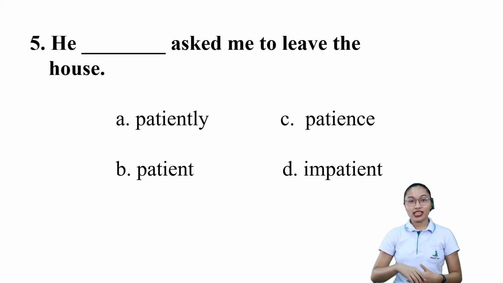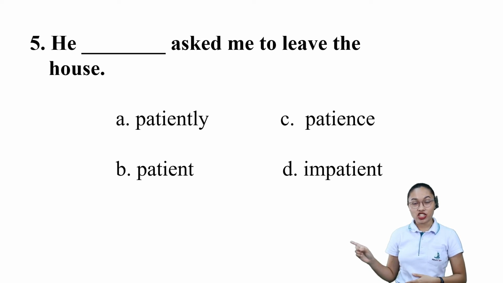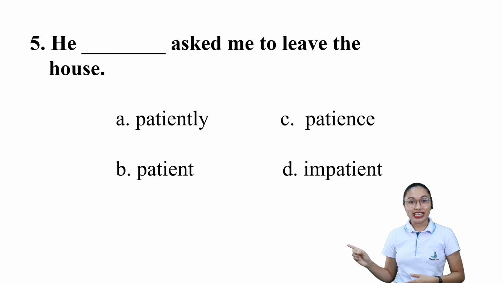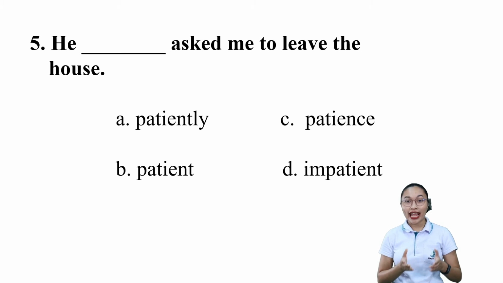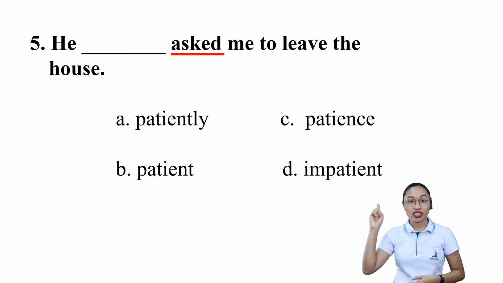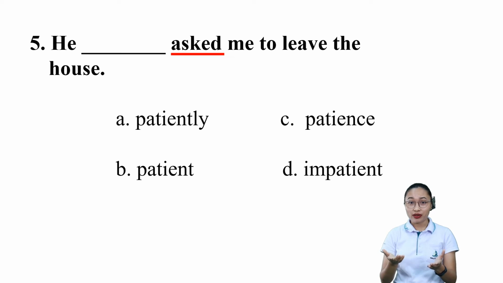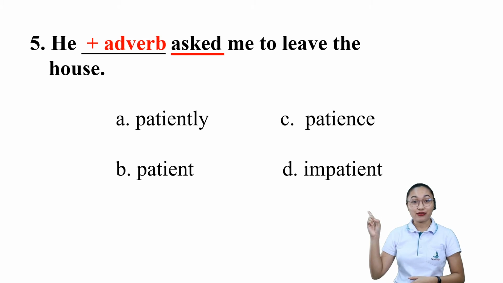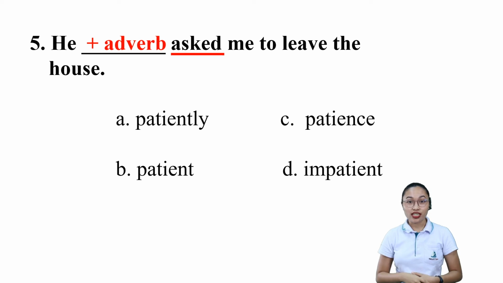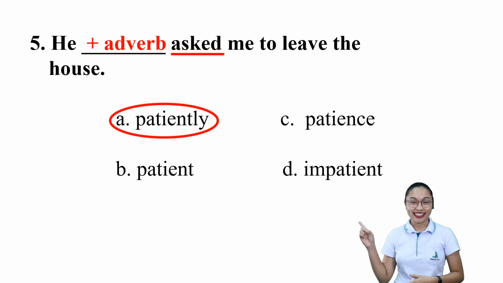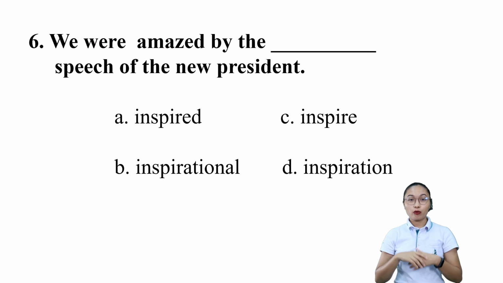Number 5. He blank asked me to leave the house. A. Patiently. B. Patient. C. Patience. Or D. Impatient. Look at the word after the blank, asked, which is a verb. What describes a verb? Yes, it is an adverb. ly is a common suffix added to a root word to make it into an adverb. Here, patiently is an adverb. Therefore, the answer is A. Patiently.